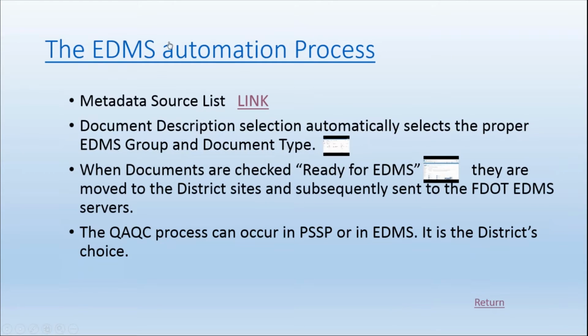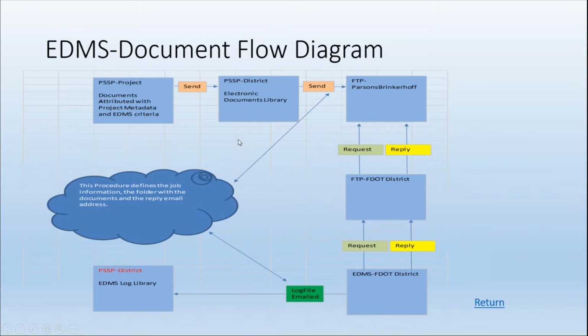Let's look at the EDMS automation process as a whole. Documents come into a project by the methods that we've already talked about, and they're attributed based on selecting the document description. When the document description picks out the proper EDMS information and puts the attributes with the document, there's also a final checkbox that says ready for EDMS on the document attributes. And I'll show you that right after we talk about this diagram.